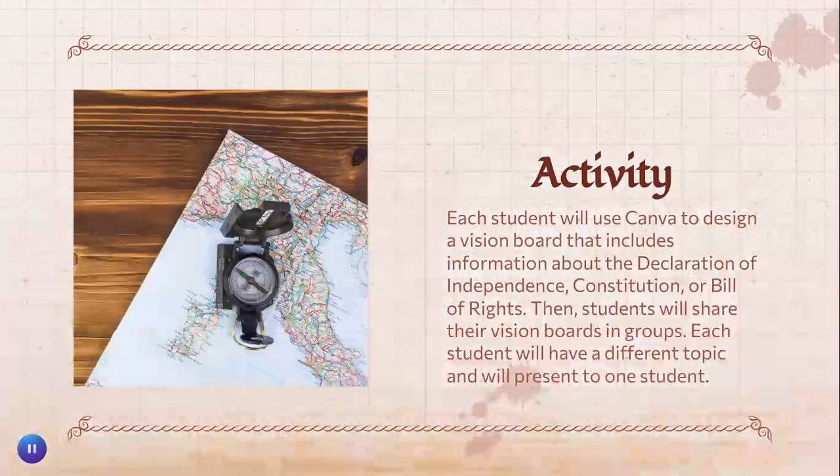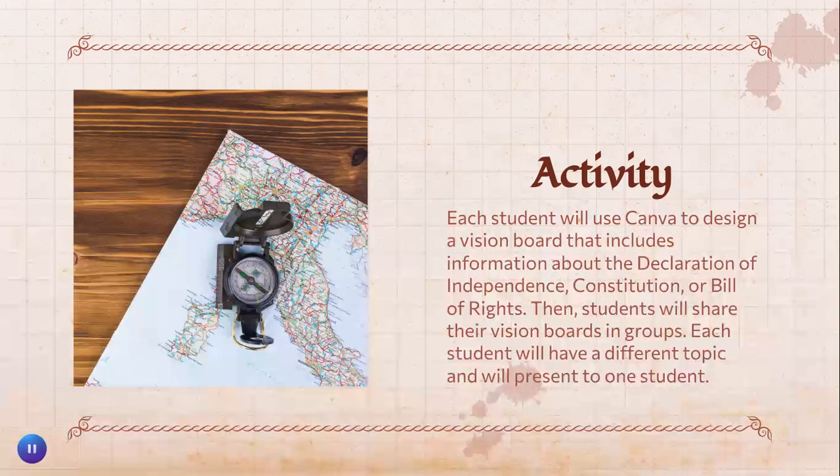So let's get into what the activity entails. Each student will use Canva to design a vision board that includes information about the Declaration of Independence, Constitution, or Bill of Rights. Then students will share their vision board in groups. Each student will have a different topic as stated and will present to at least one other student. Now, if time allows during the class period, they may very well present to more than one student.